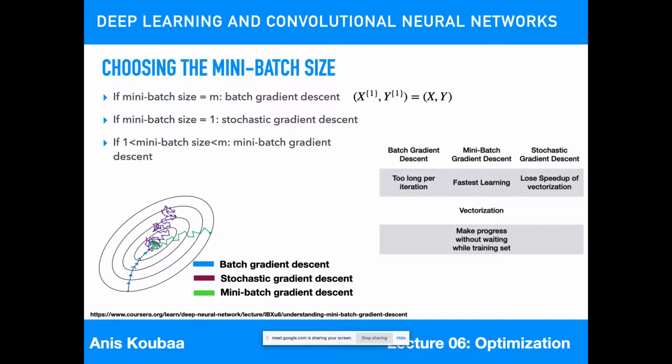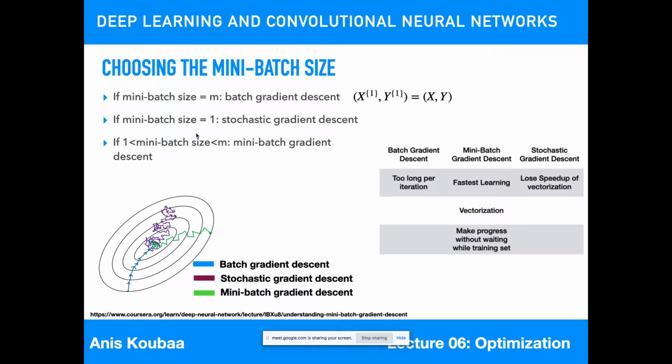Now, how to choose the mini batch size? Let's start with the extreme cases. The first extreme case is that the mini batch size is equal to m, the total number of images. This is what we call the batch gradient descent. It means we are going to consider all images as one mini batch. You will have as input the whole data set.